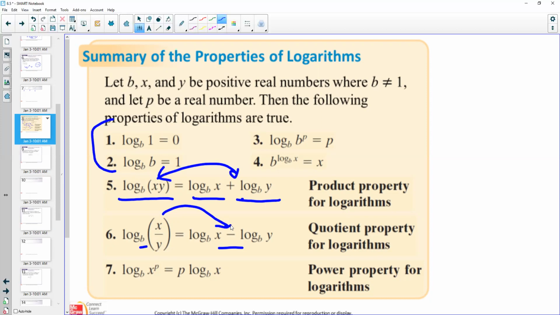Notice that the order here matters. The denominator is what's being subtracted away. The last rule is log base b of x to a power. What happens when I simplify is I get to pull that power to the front as a multiplication. So what it really says is p times log base b of x. I can rewrite that exponent as a multiplication. This, again, will make more sense once we use it.